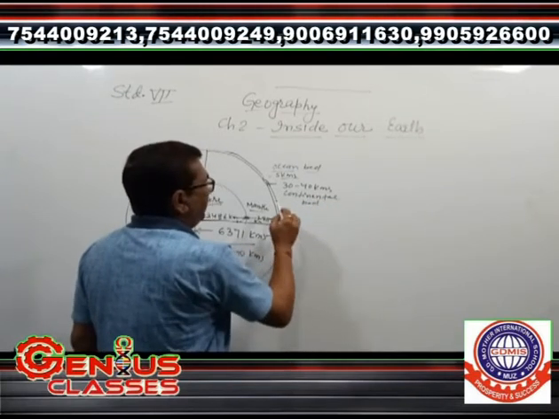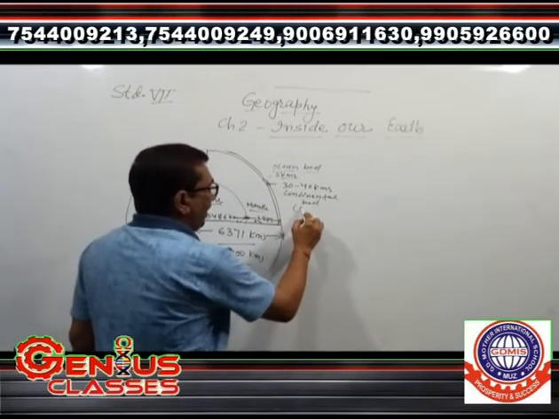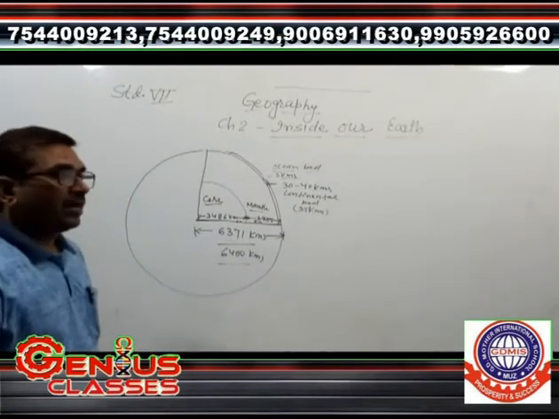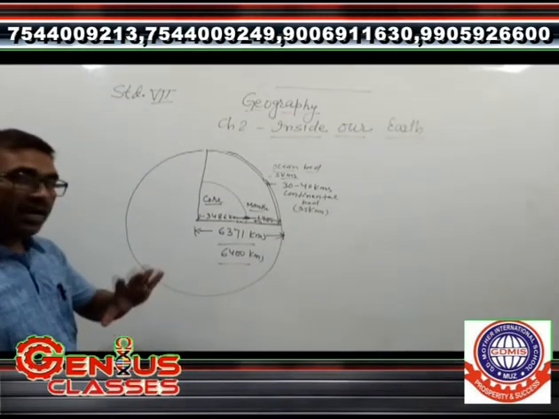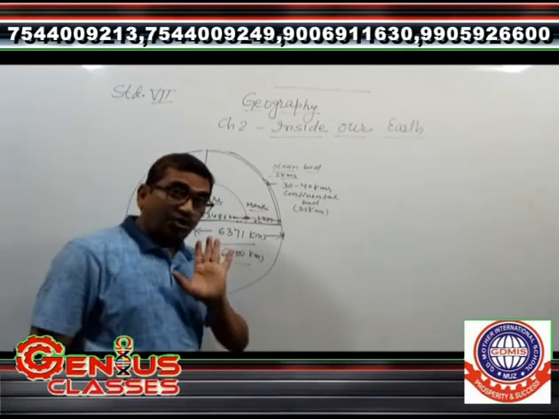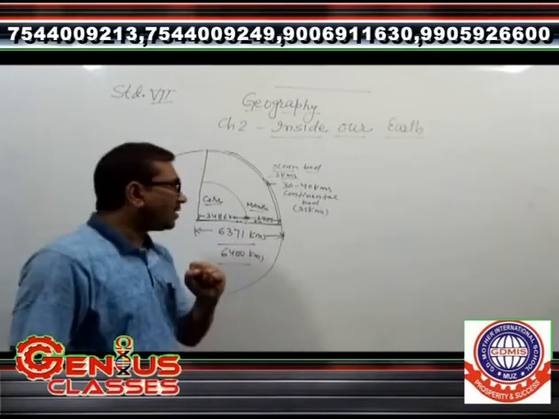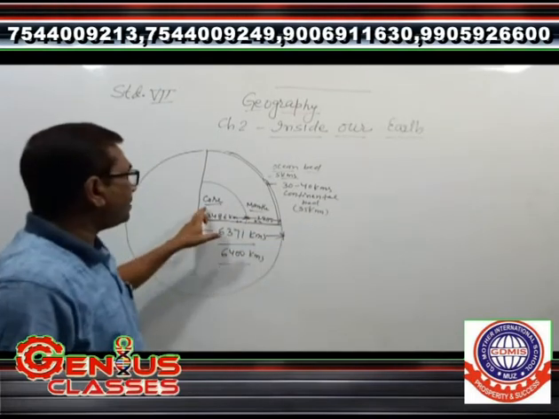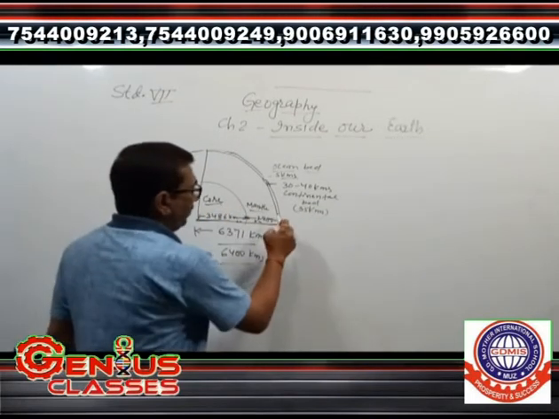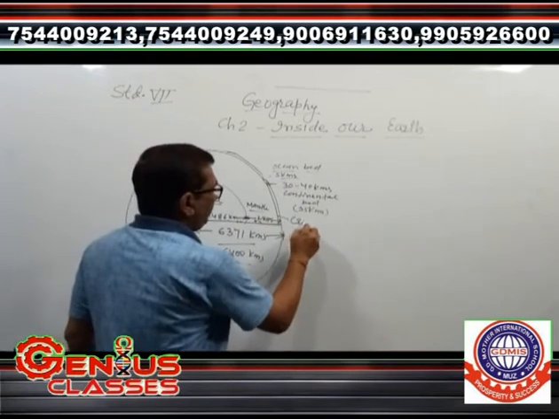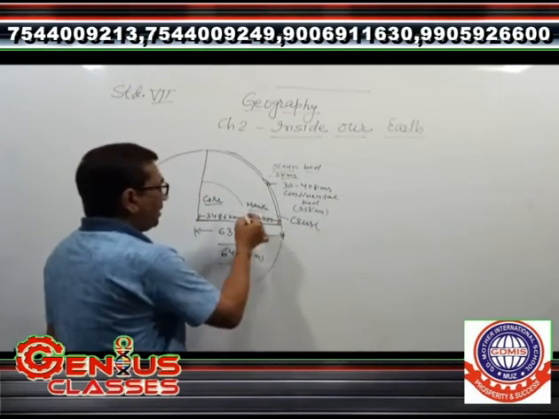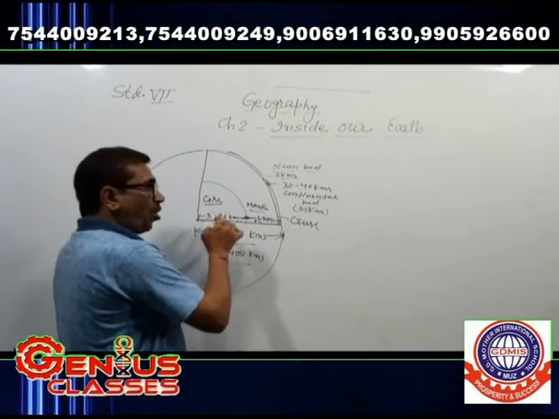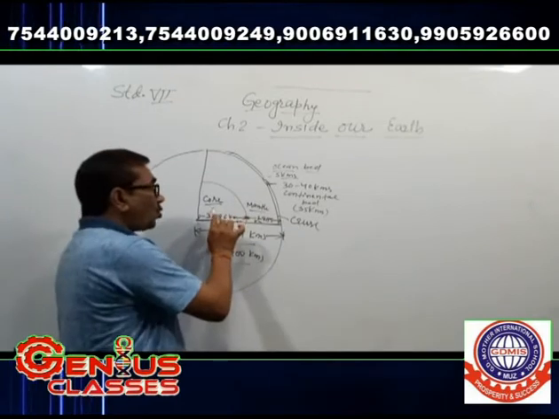Continental, but on average we take it as 35 kilometers. That means we find the earth has the basic 3 layers. What are the basic 3 layers? From inside to outside: core, mantle, and the outer surface, crust. Crust, mantle, core from outside to inside, or inside to outside, core, mantle, crust.